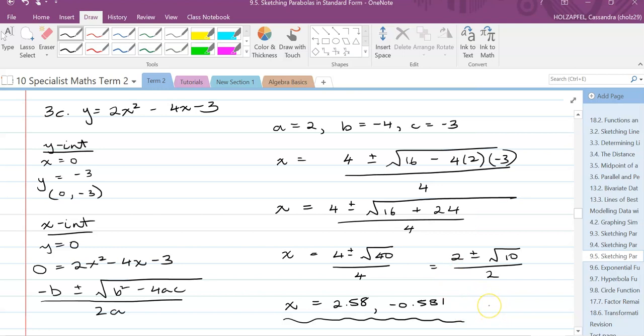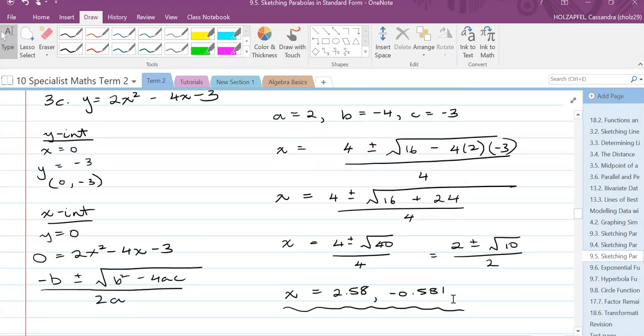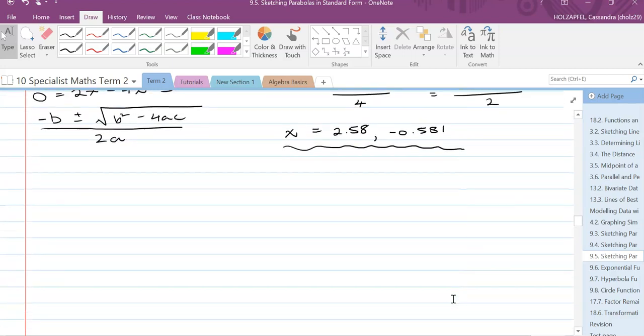0.581. So now we've got our values, we can go ahead and draw those because we have the y-intercept and the two x-intercepts. The other thing that we can get when we've got it in this general form is that we can find the turning point without using completing the square. There's a little formula that we use, and this is one that we've seen before. x is equal to negative b over 2a. And in this case, our value for a was equal to 2 and our value for b was equal to negative 4.